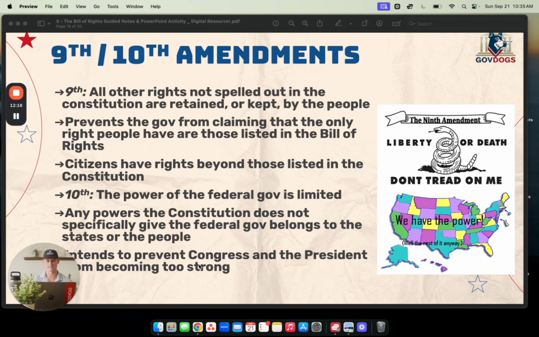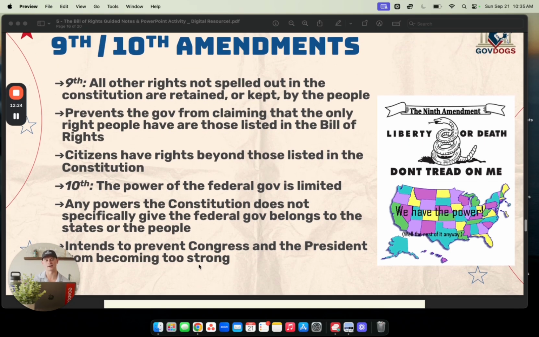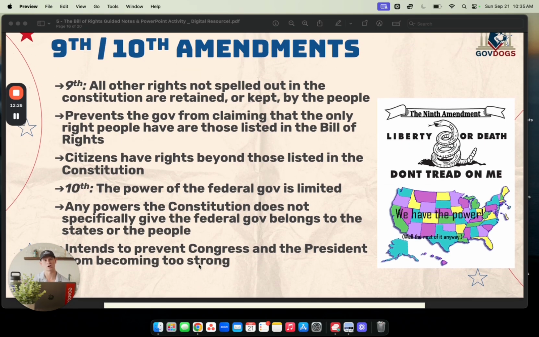The 10th talks about the power of the federal government and how it's limited. Any powers the Constitution does not specifically give to the federal government belong to the states, and this intends to prevent Congress and the president from becoming too strong. So instead of listing every right, responsibility and power that the people have, we just list what the federal government has, and whatever the federal government doesn't have gets put on the states and the people.